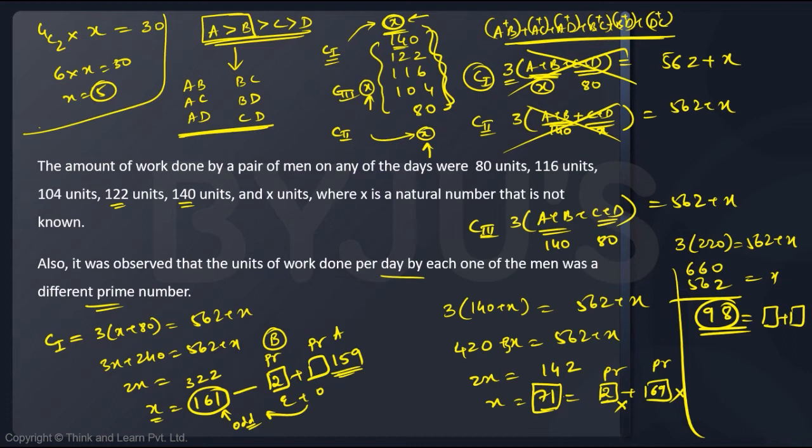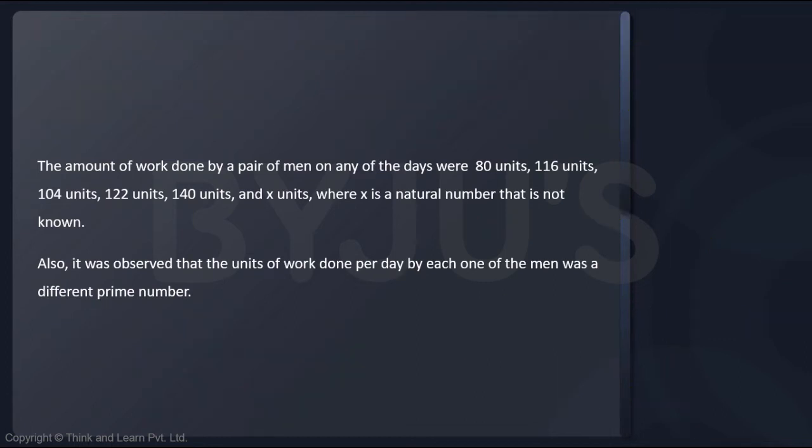So now let me clear everything and write down what we know. We know the numbers are 140, then 122, then 116, then 104, then we have a 98, and then we have a 80. Okay, so this is your a plus b. This should be your c plus d. The second highest always will be a plus c. The second lowest will always be b plus d.